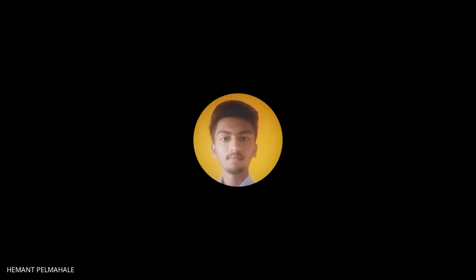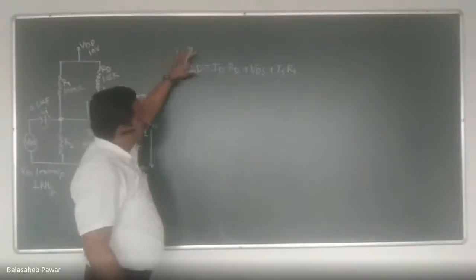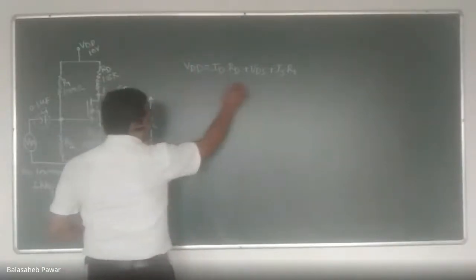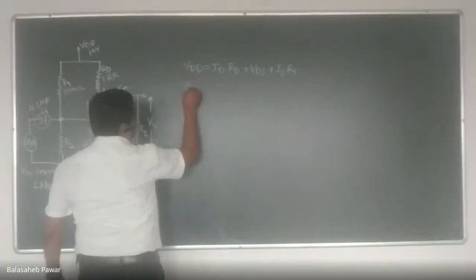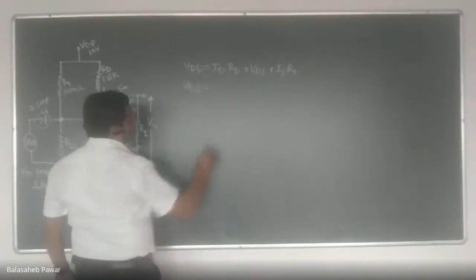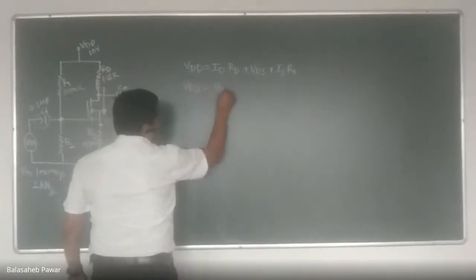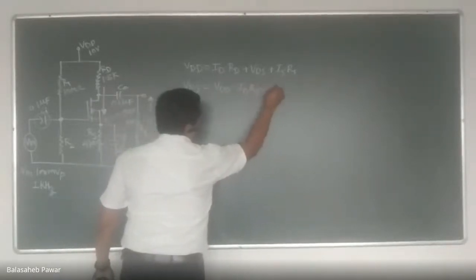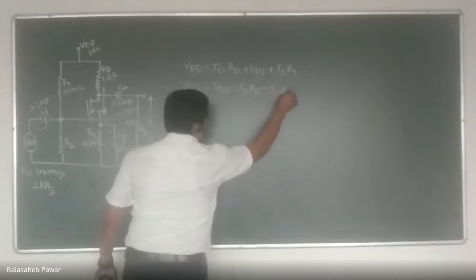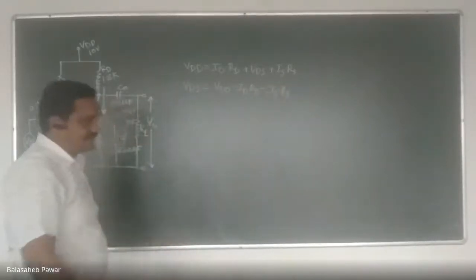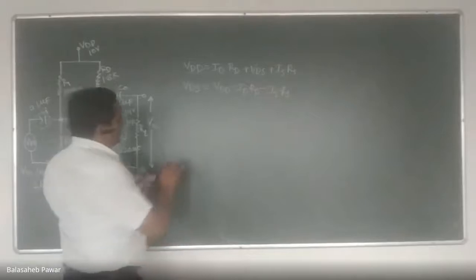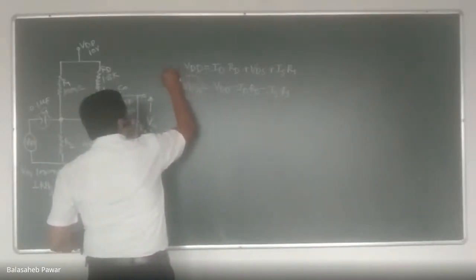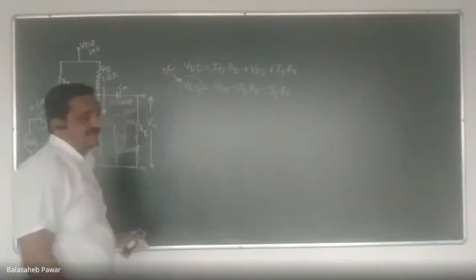Yes, sir. Total voltage applied equals total drop in that loop, that is KVL. So simple. From this equation, because I am interested in VDS, I can write VDS equals VDD minus ID into RD minus IS into RS. Do you agree with this? Whatever output voltage equation I have written is the DC component base.